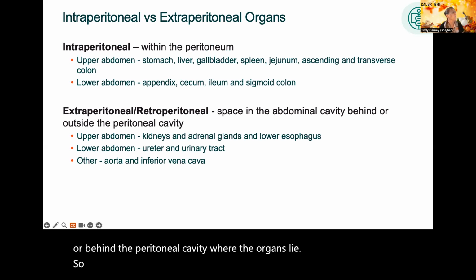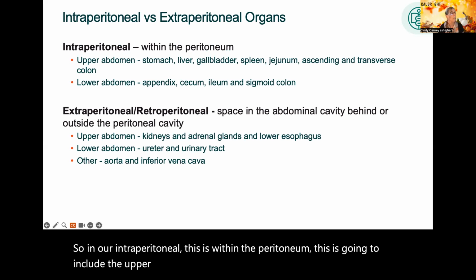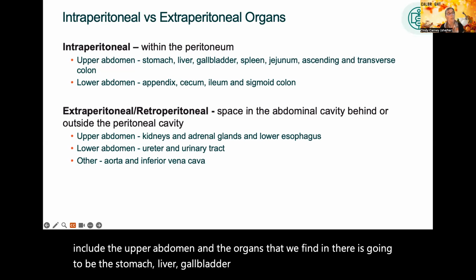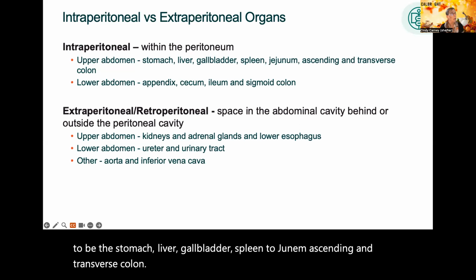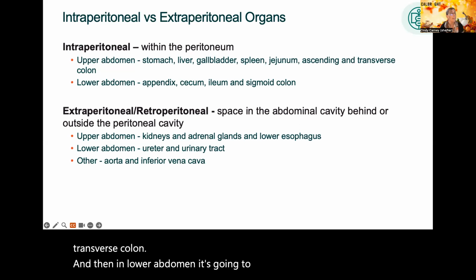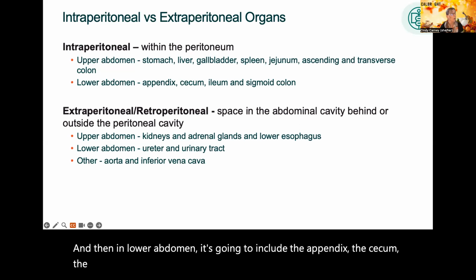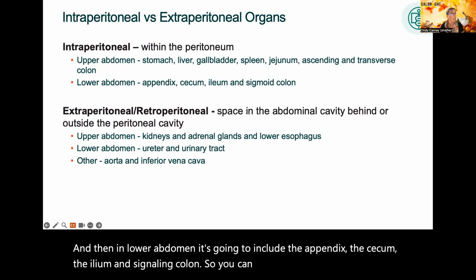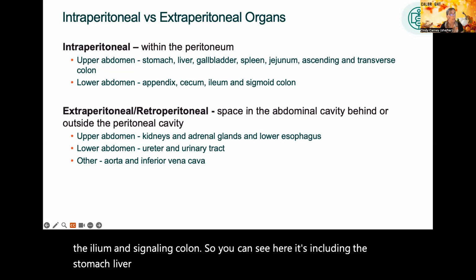So in our intraperitoneal, this is within the peritoneum. This is going to include the upper abdomen, and the organs that we find in there are going to be the stomach, liver, gallbladder, spleen, jejunum, ascending and transverse colon. And then the lower abdomen is going to include the appendix, the cecum, the ileum, and sigmoid colon. So you can see here it's including the stomach, liver, gallbladder, small intestines, large intestines, spleen, and the appendix.